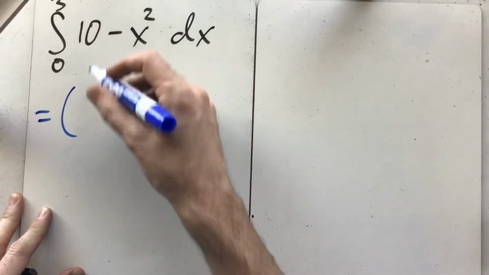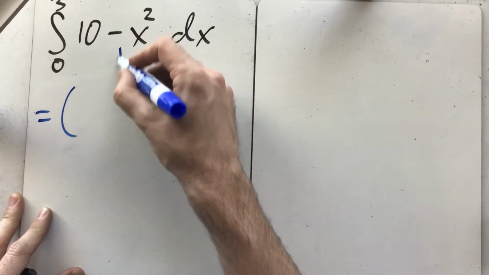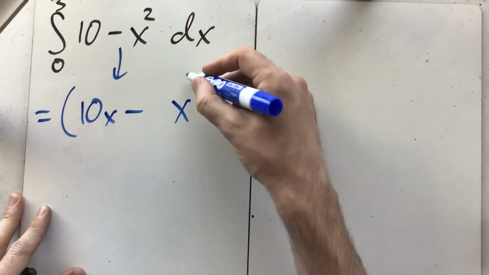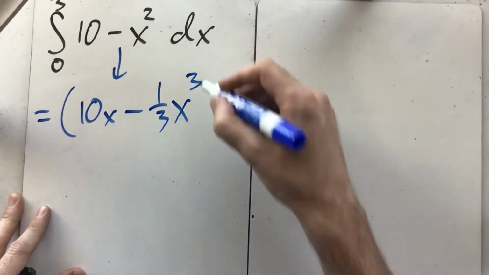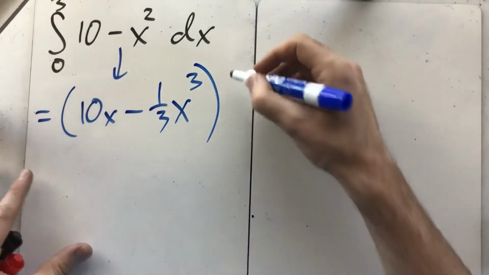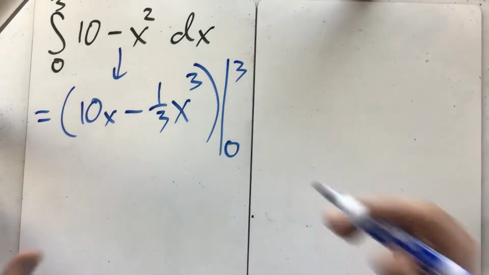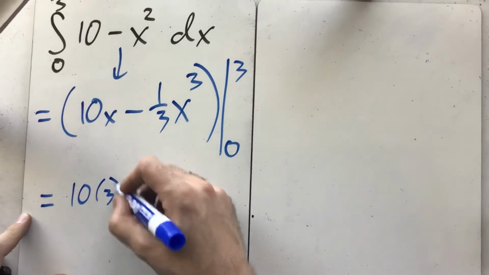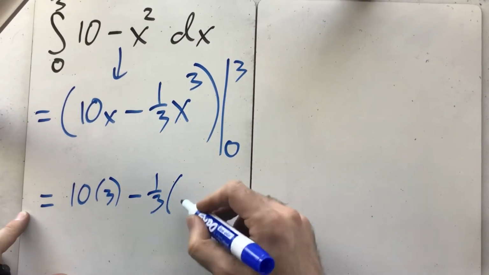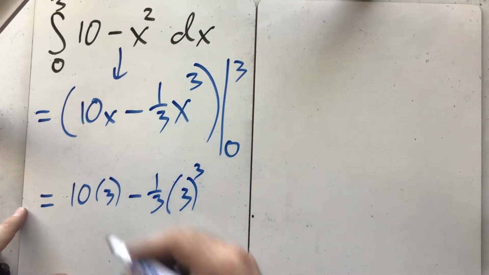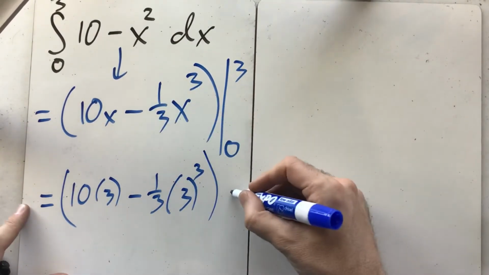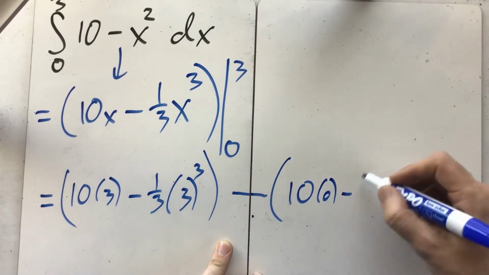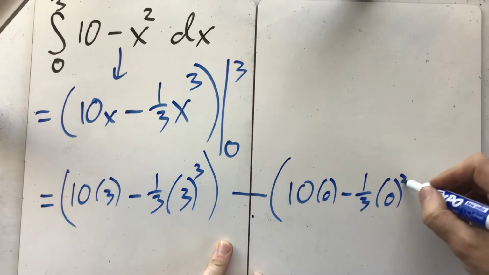So what am I going to do? I'm going to take the antiderivative. The antiderivative of 10 is 10x. And the antiderivative of x squared, you've got an x cubed, but you need a 1/3 in front of it. So here's my antiderivative. I'm going to put this bar with the 0 and the 3. What does that mean? It just means we put 3 in our equation. So 10 times 3 minus 1/3 times 3 cubed. That's everything with the 3 in there. Put a minus sign, open up parentheses, and put a 0 in there: 10 times 0 minus 1/3 times 0 cubed.